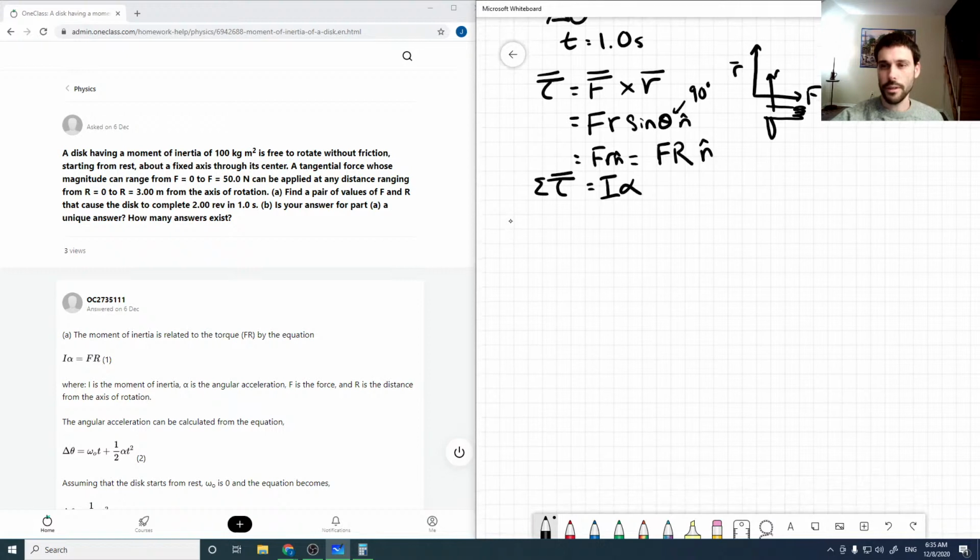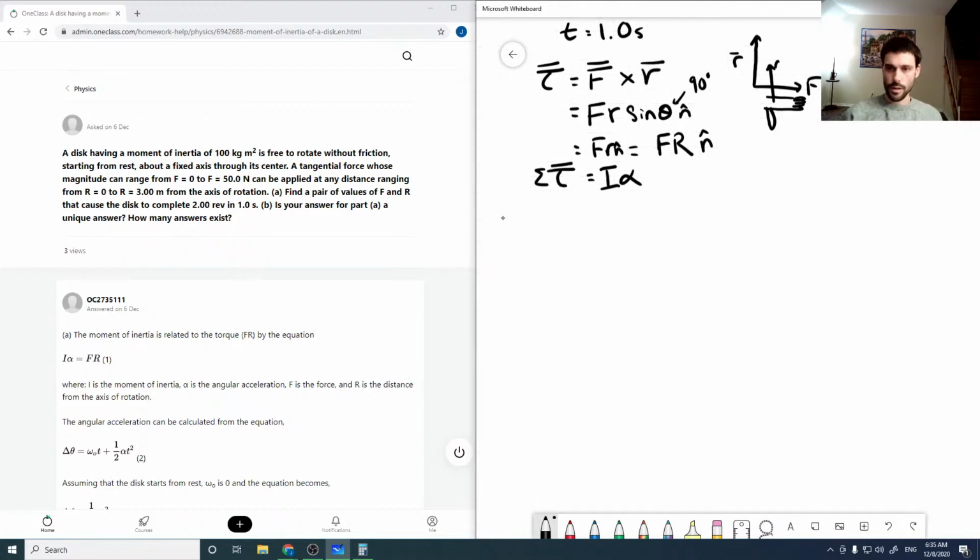But we're going to drop the n hat from here on out because it isn't necessary, as our alpha is also going to be an n hat, so we can just solve for the magnitudes. The sum of our torque is just Fr, and it's equal to I alpha. We're given I, and we're asked to solve for F and R. We're not asked to solve for alpha, we're actually asked to solve for theta, but we can do that. First, we're going to solve this for alpha.